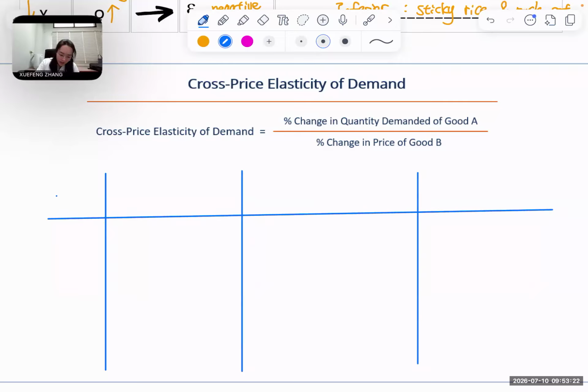Here we have good A and B, so we use epsilon AB to represent this cross-price elasticity. The sign: we have positive, negative, or 0. What is the relationship of those two goods, and what does it mean?